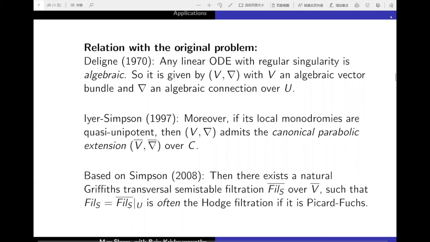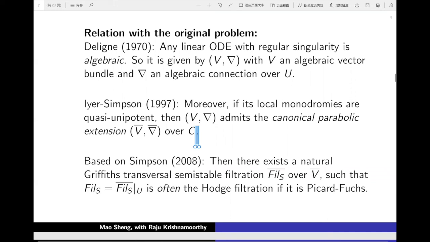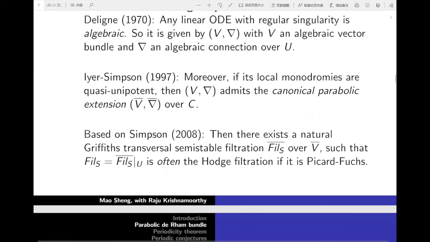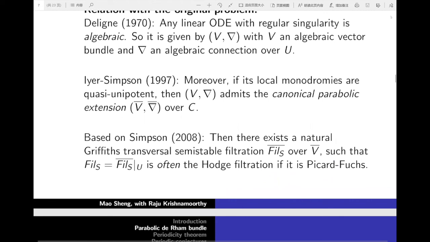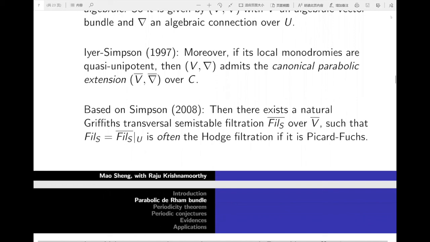And Iyer-Simpson refined this extension somehow, adding a parabolic structure on this extension. Under this condition, if the local monodromies are quasi-unipotent, then this flat connection admits a so-called canonical parabolic extension over C. So you add a parameter on Deligne's canonical extension, and when you compactify it, you can define some semi-stable filtration over this V bar.